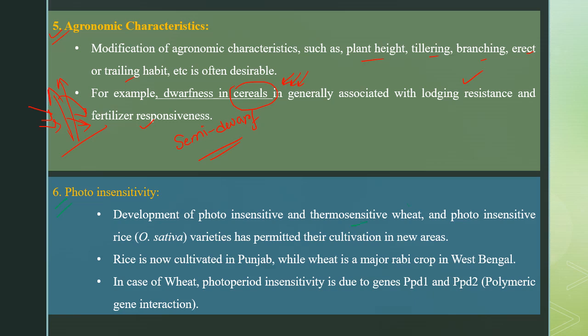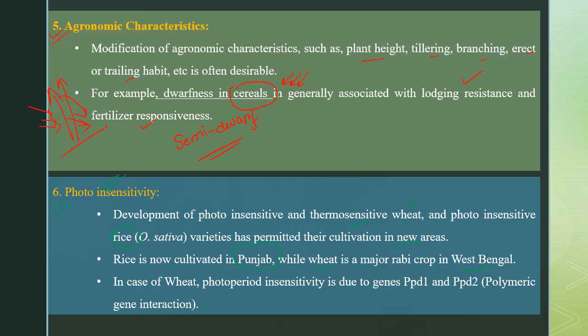In the case of wheat and photo-insensitive rice, that is the Oryza sativa variety, this has permitted their cultivation in new areas. That means rice is now cultivated in Punjab, which was not possible earlier because of photosensitivity and different issues. And wheat is now also cultivated in West Bengal. Previously, it was not cultivated due to photosensitivity. That means they were only grown in the winter season.